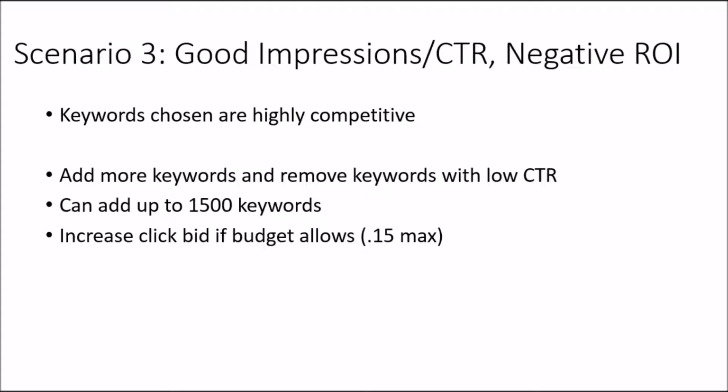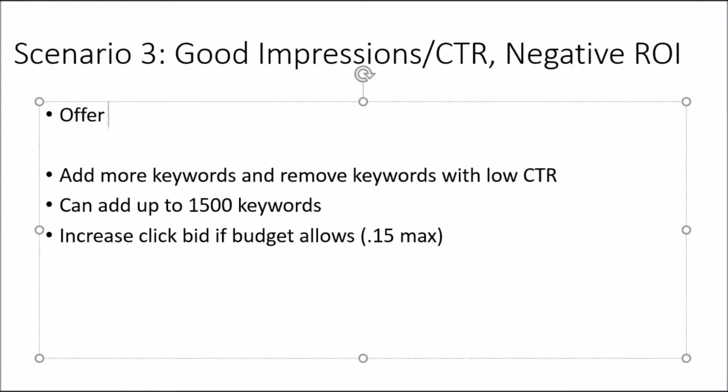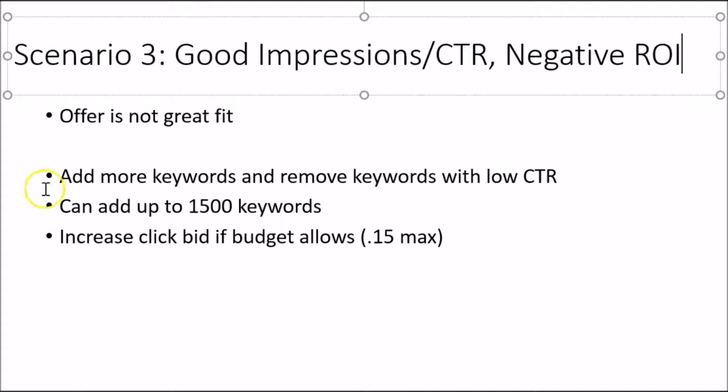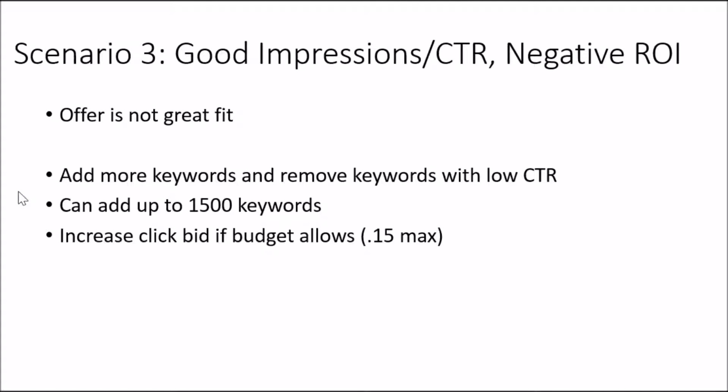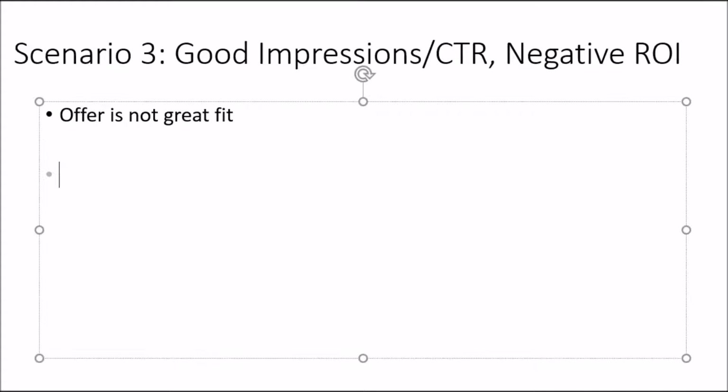Scenario 3, let's say you have good impressions and a click-through rate, but a negative return on investment. This means the offer is not great. So the offer is not a great fit. And you can add more keywords and remove the keywords with a low click-through rate. This is a repeat from the last slide, so I'm just going to get rid of that. So if the offer is not great, find a new offer more relevant to keywords.